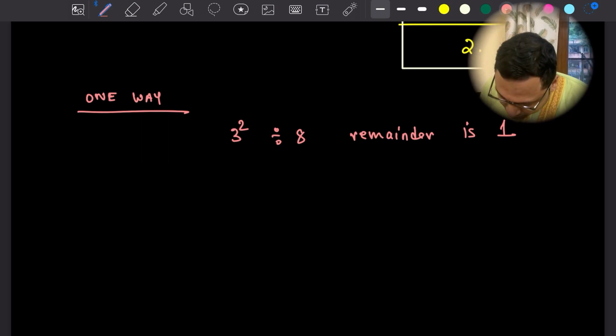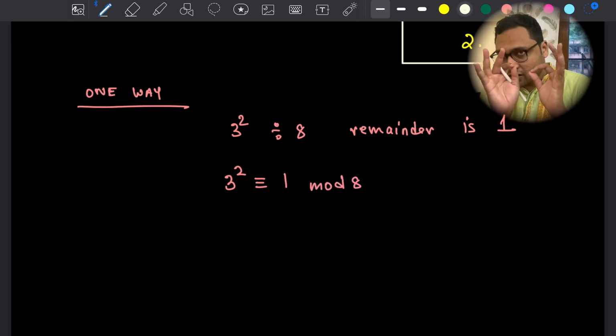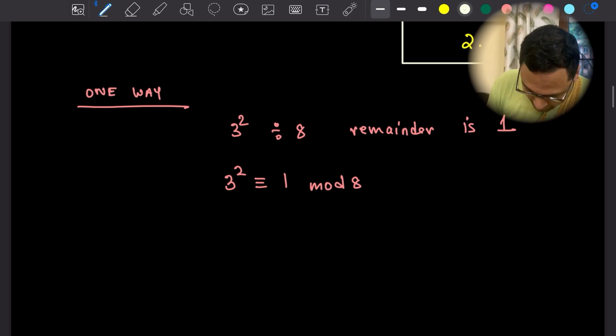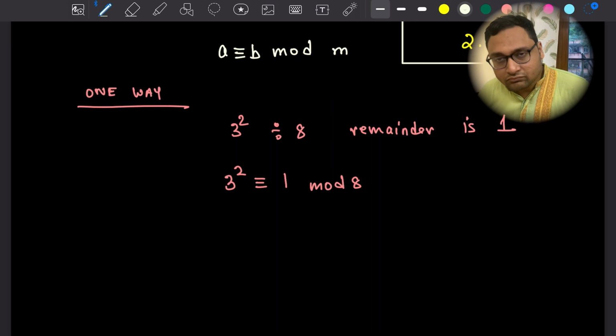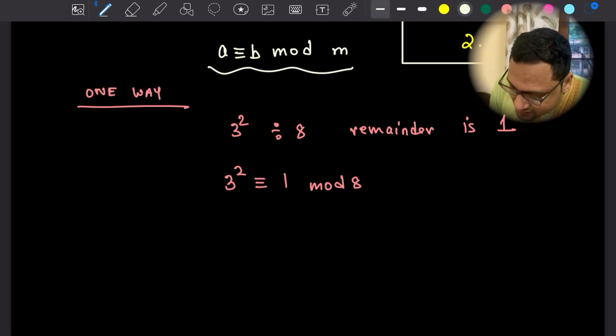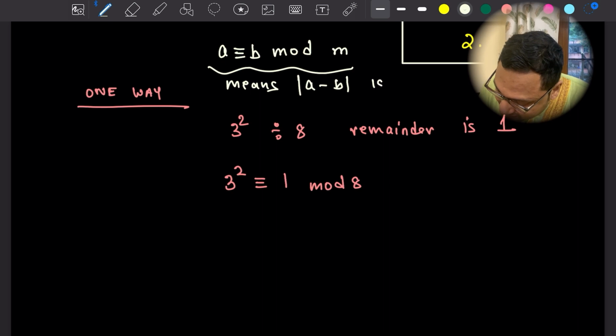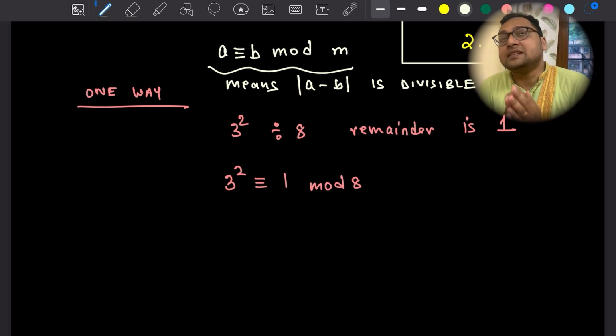Okay, so 3 squared is congruent to 1 mod 8. A brief recap of it. We say that A is congruent to B mod M. This means that the difference A minus B is divisible by M. That's all it means.